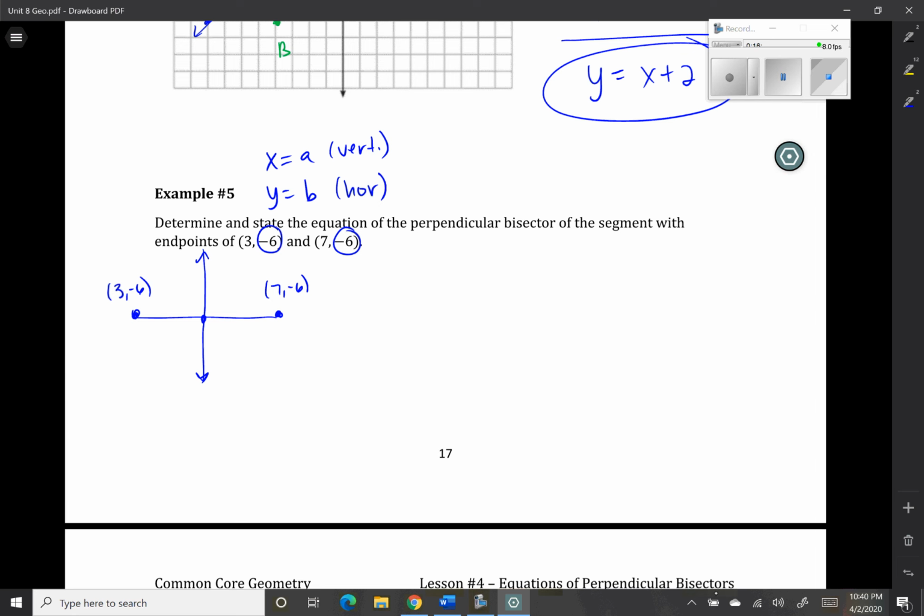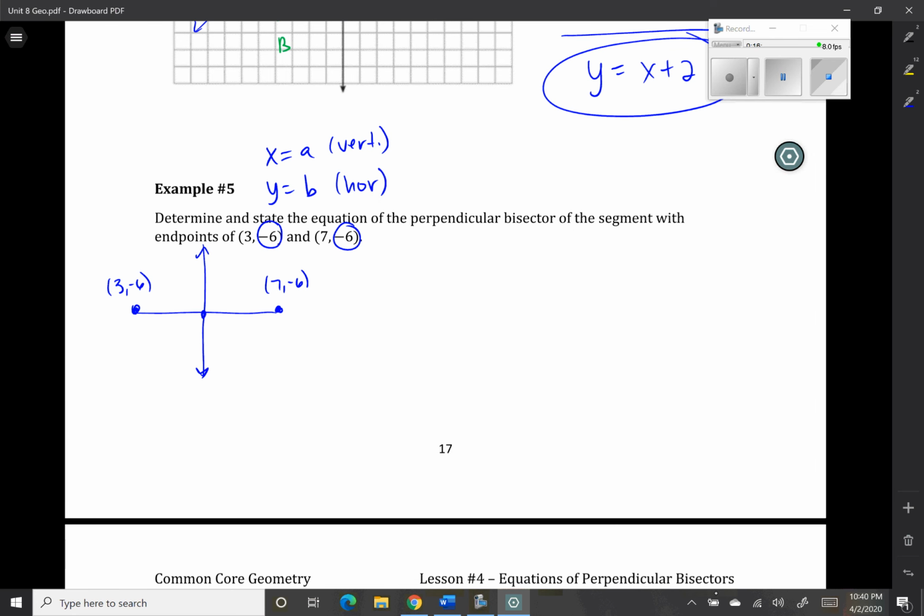So what's the midpoint between 3, -6 and 7, -6? Well, I know it's going to have the same y coordinate because it's got to be on this same horizontal line. So really all I'm asking is, what's the number between 3 and 7? Well, that number is 5. So I want to come up with an equation of a line that's going to pass through the point 5, -6 and is vertical. Well, that's going to be x equals 5. That's it. You don't have to use the new formula because it's a vertical line.